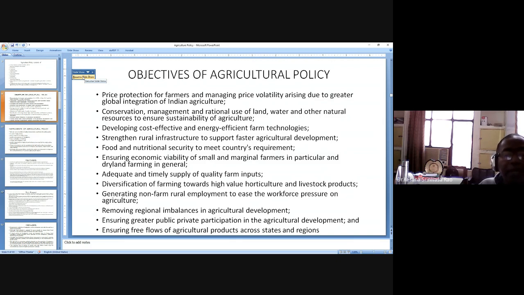And adequate and timely supply of quality farm inputs is also one of the major factors, because seeds are the most important input. Okay, quality seeds are very important. The farmers can grow such agriculture products, but in the majority of times, if the seed is not quality oriented, then the product or their output may not be good. That we all know very well.